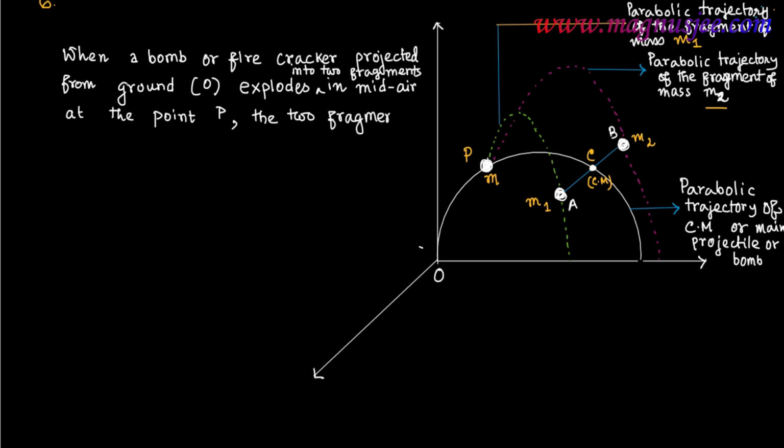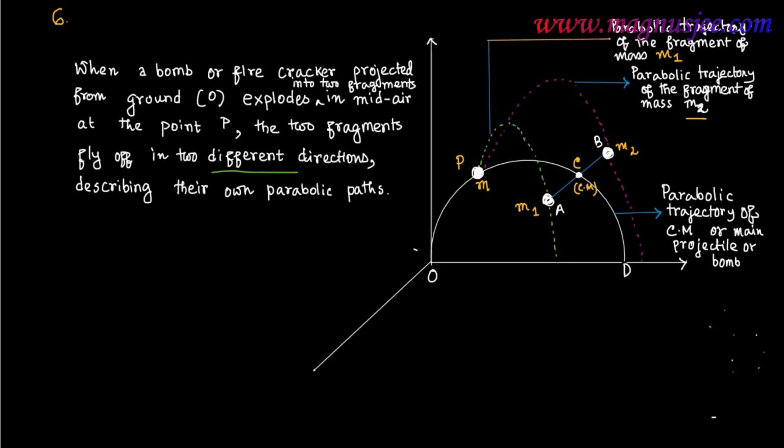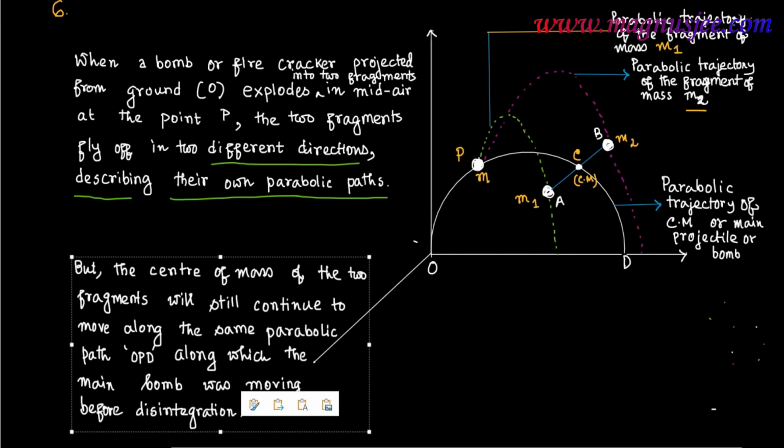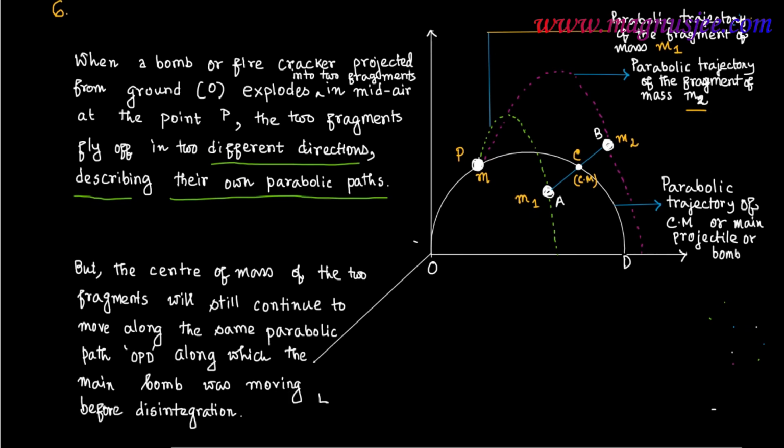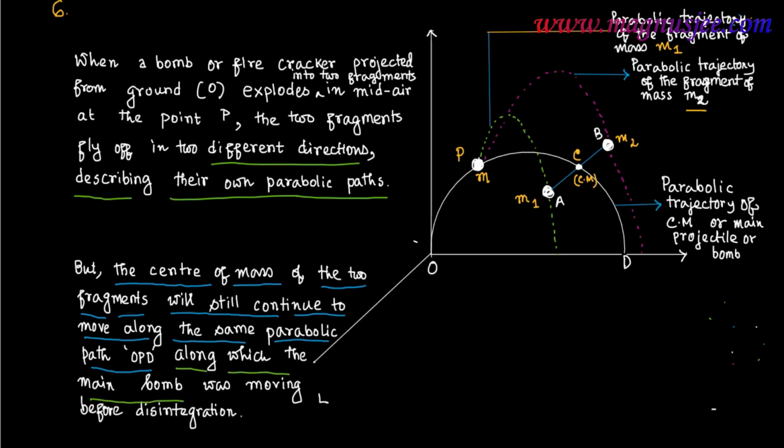The two fragments fly off in two different directions, describing their own parabolic paths. But the center of mass of the two fragments will still continue to move along the same parabolic path OPD, along which the main bomb or firecracker was moving before disintegration.